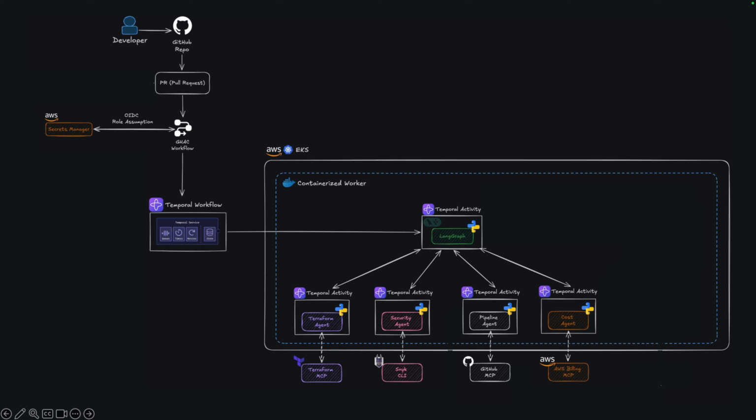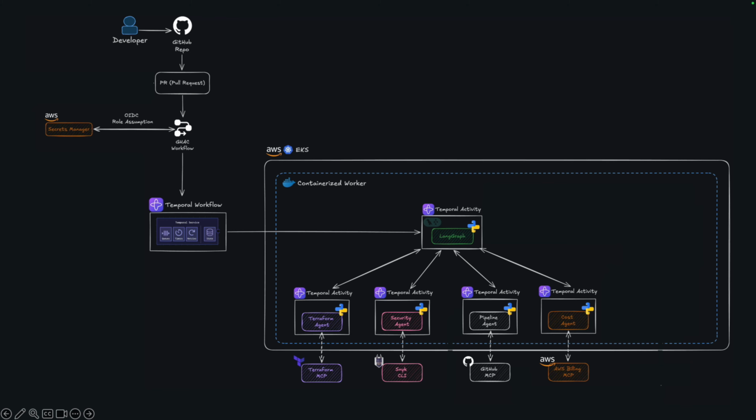Each agent reaches a real external tool through the Model Context Protocol (MCP). Terraform Agent talks to a real HashiCorp Terraform MCP server to get real plan data and not a mock. Security Agent runs a real Snyk scan. Pipeline Agent calls GitHub's own MCP server directly. Cost Agent calls AWS's real billing and pricing APIs. Every one of these is a live tool call. Nothing here is simulated.